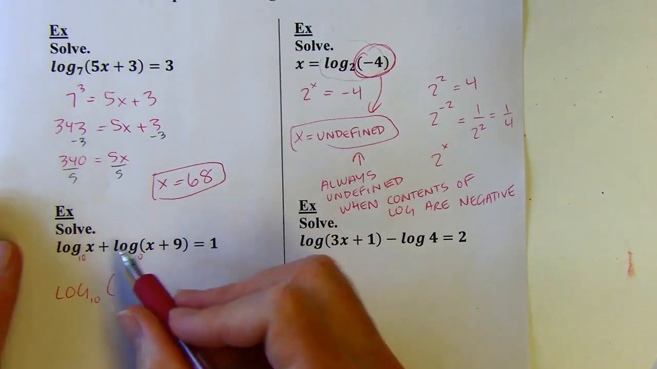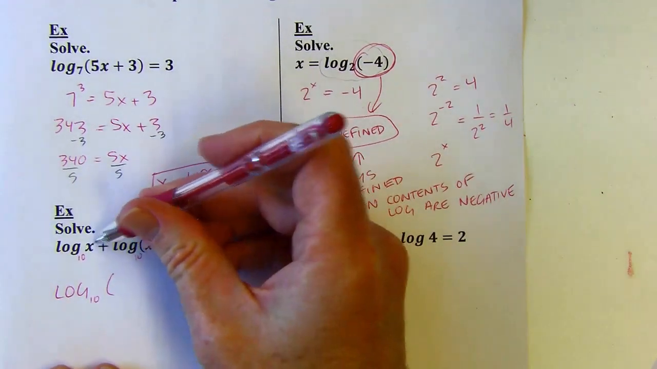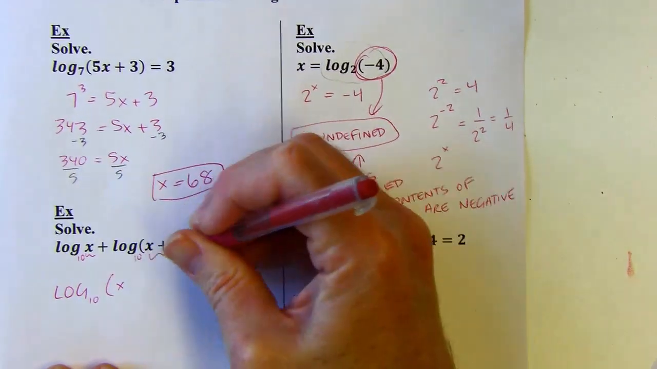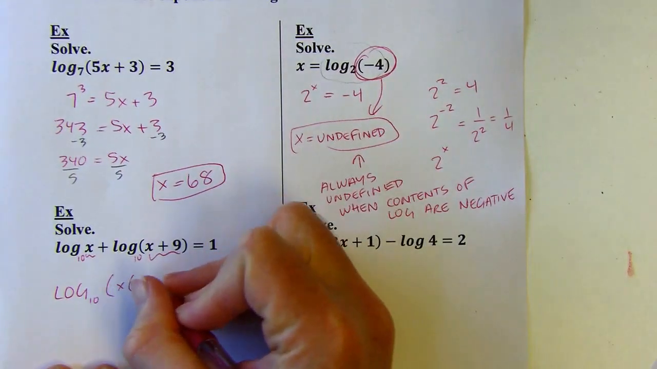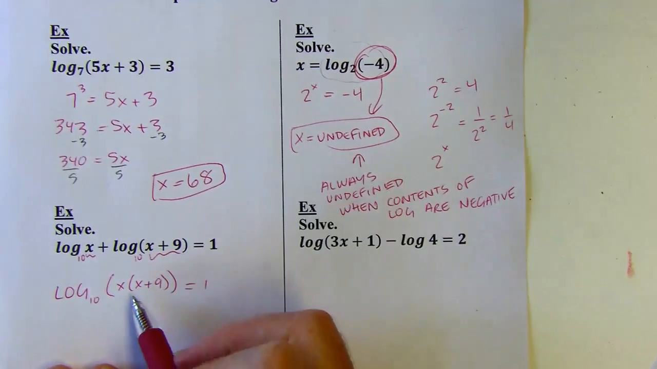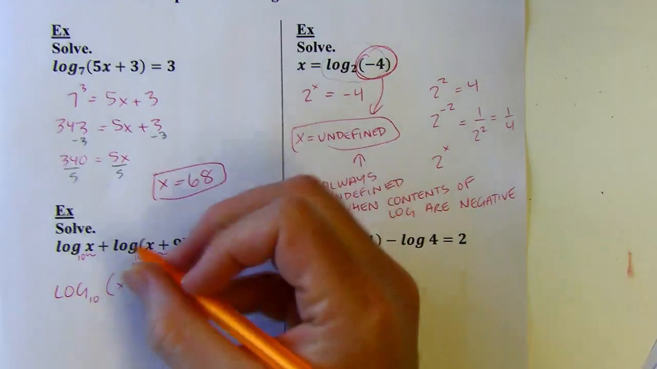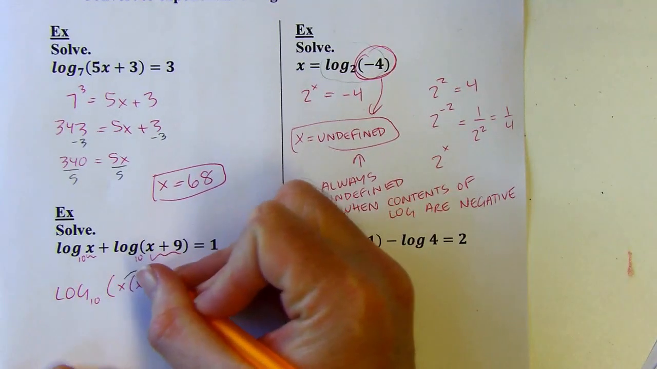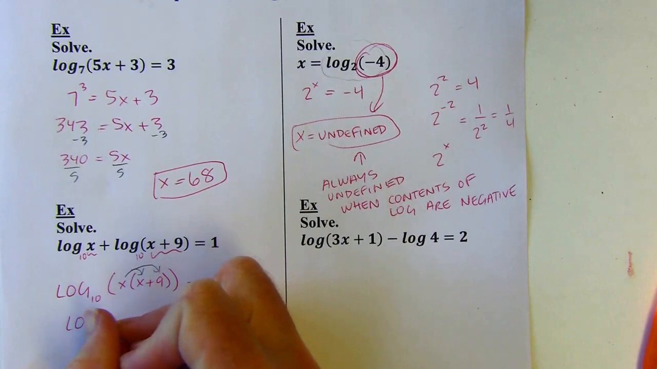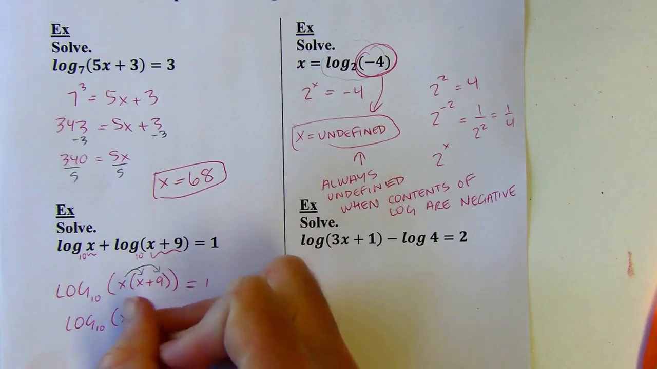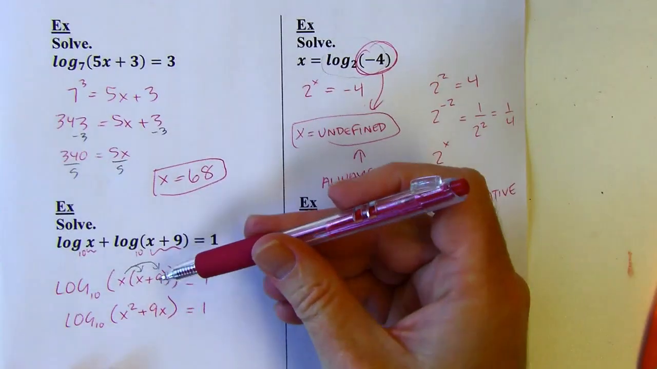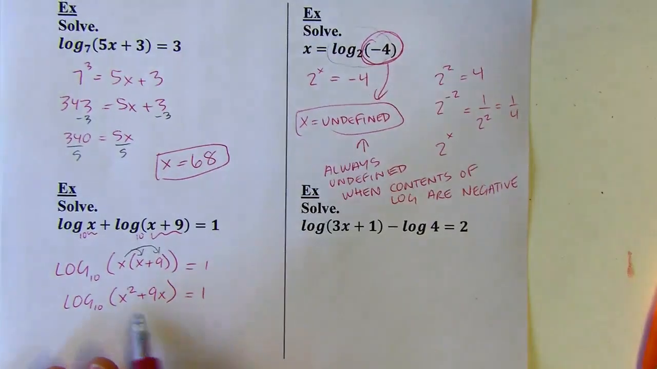Now, when I'm adding here, I'm going to multiply the contents of the logs together. And when you do that, don't forget to use parentheses because you're going to have to distribute that x. Okay, so it's not just x squared plus 9, it's x squared plus 9x. Okay, so I simplified in there a bit. There's no more like terms in there.